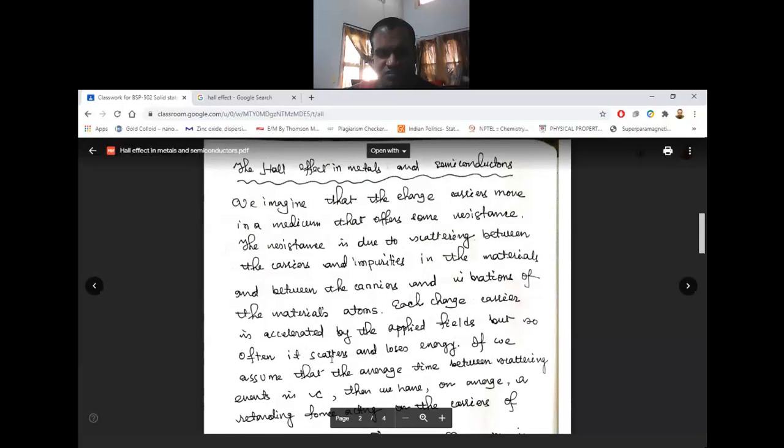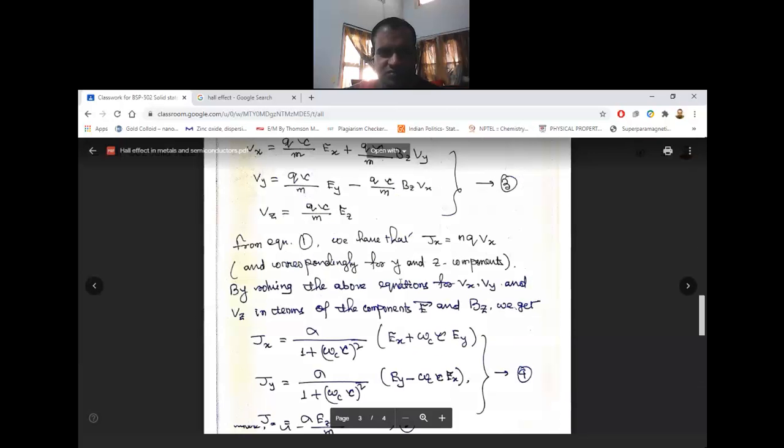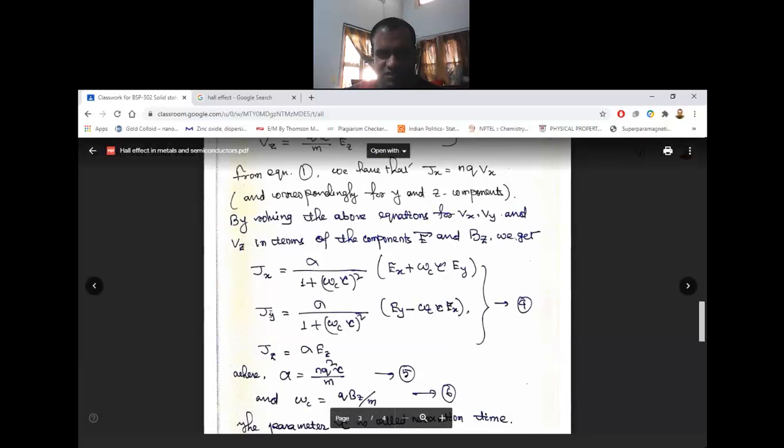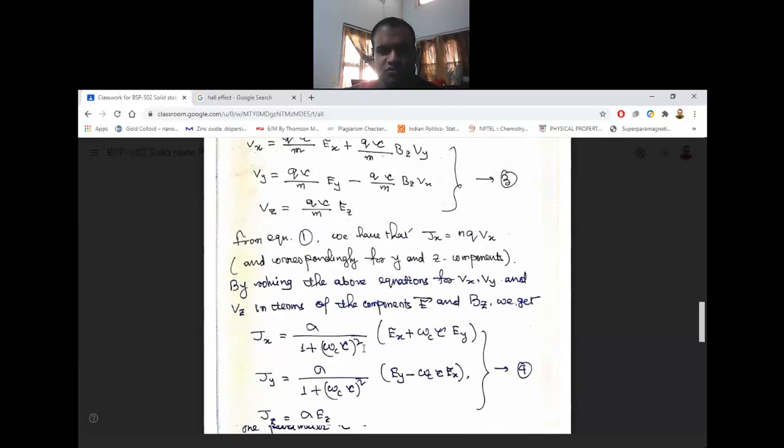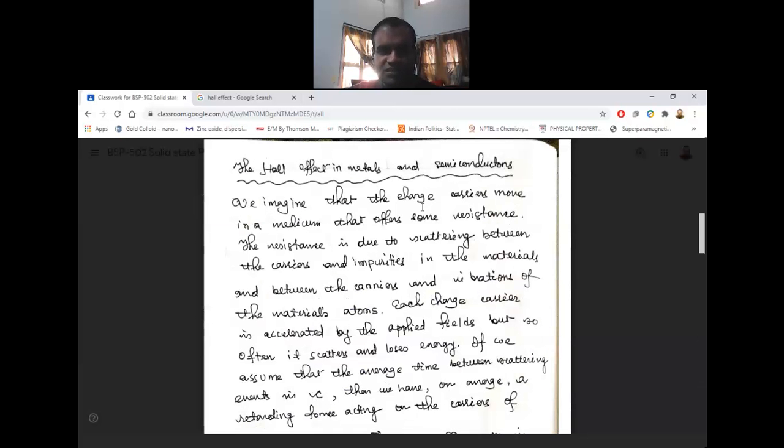So now, Hall effect in metals and semiconductors. It is given in your book, and here we have some small mathematical steps, but these are not very detailed mathematical derivations, just some steps.